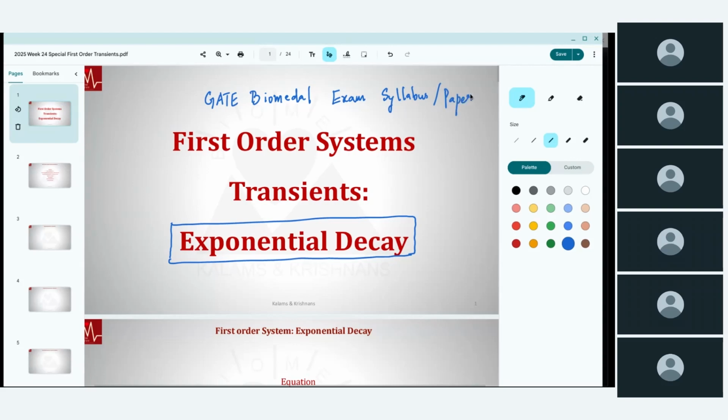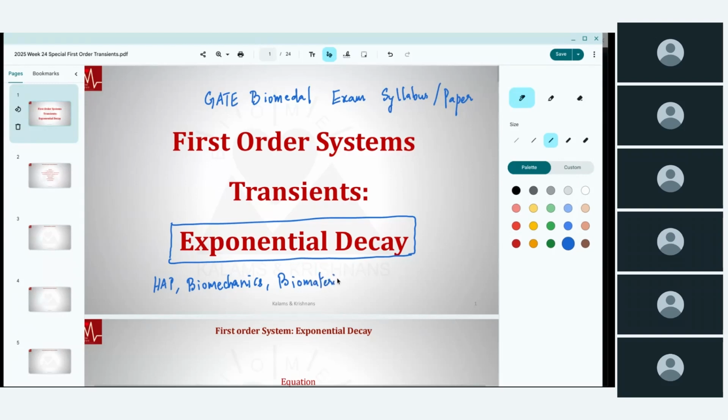Which subject does it belong to? Is a very hot question. Because are there first order systems in, let's say, human anatomy and physiology? Answer is yes. Are there first order systems in biomechanics? Answer is yes. Does this exponential decay show up in biomaterials? Again, the answer is yes.